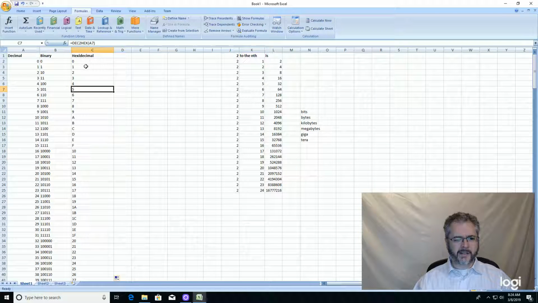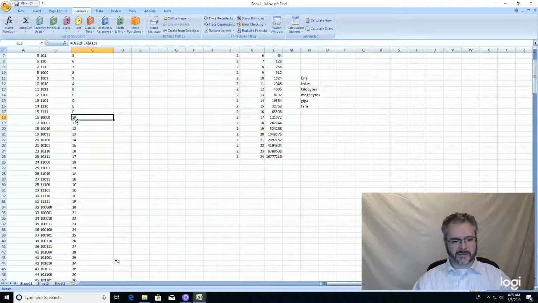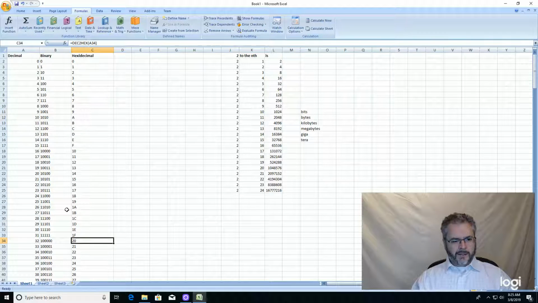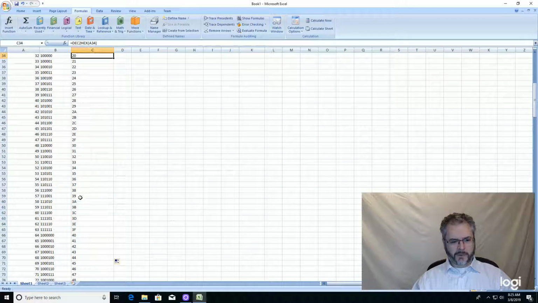See how it goes: 0, 1, 2, 3, 4, 5, 6, 7, 8, 9, A, B, C, D, E, F, 10. And then 11 through 19, 1A, 1B, 1C, 1D, 1E, 1F, 20. It's very, very interesting. Okay, and we'll keep going.